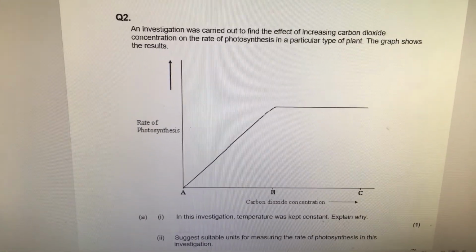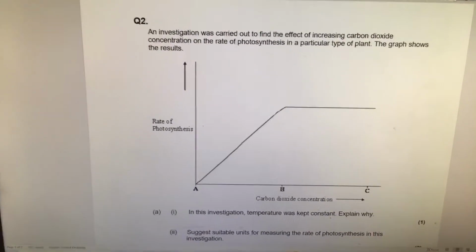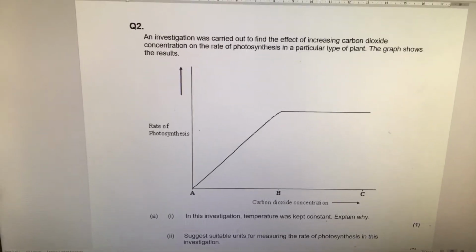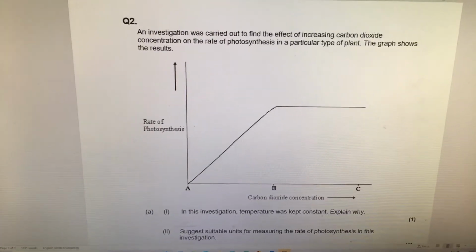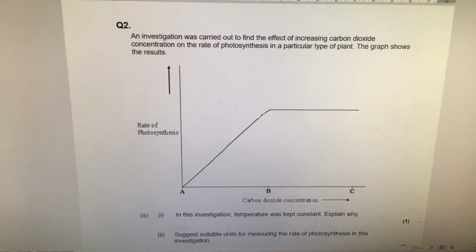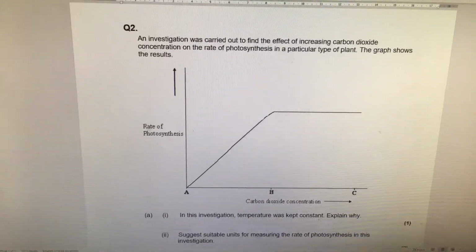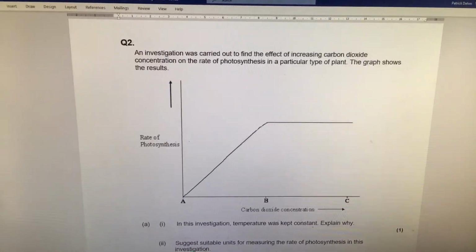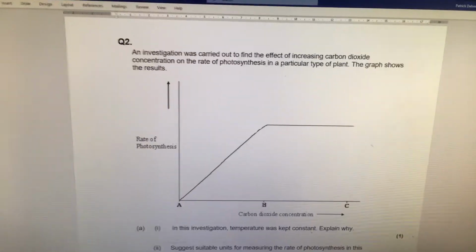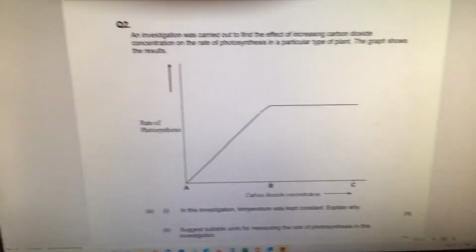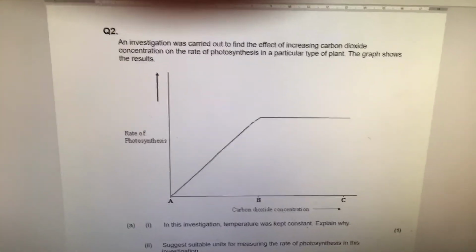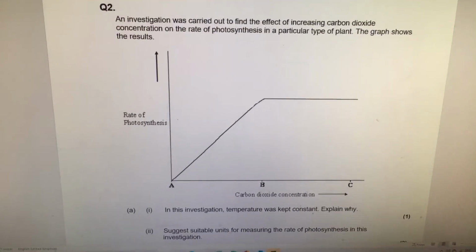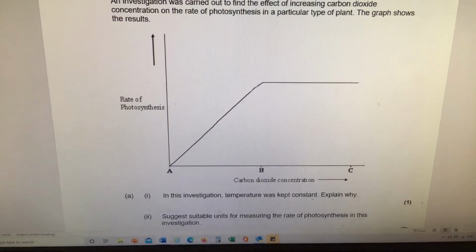You're not asked to actually explain why CO2 ceases to be a limiting factor between B and C. Okay, but if you are asked why it's important, remember you have to refer to how carbon dioxide will be fixed by RuBP, or with RuBP. Now, the next aspect are the questions.